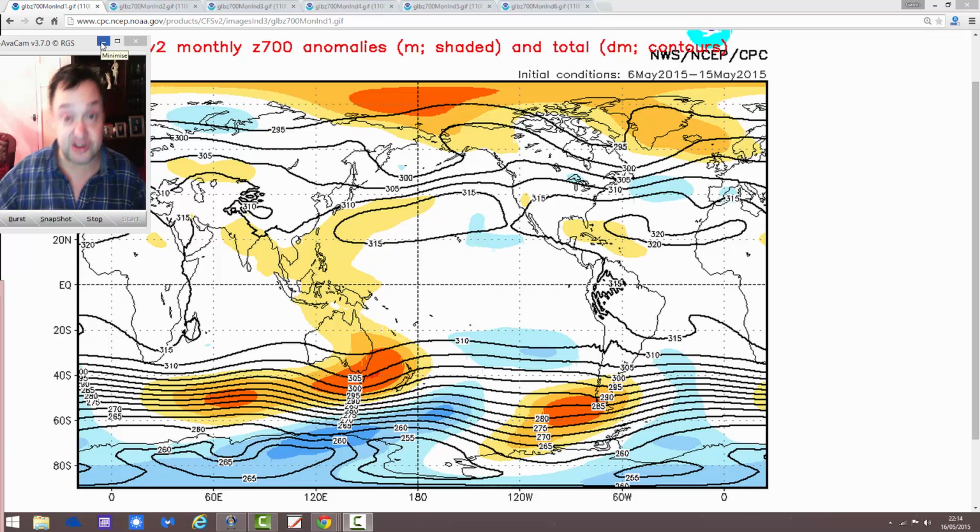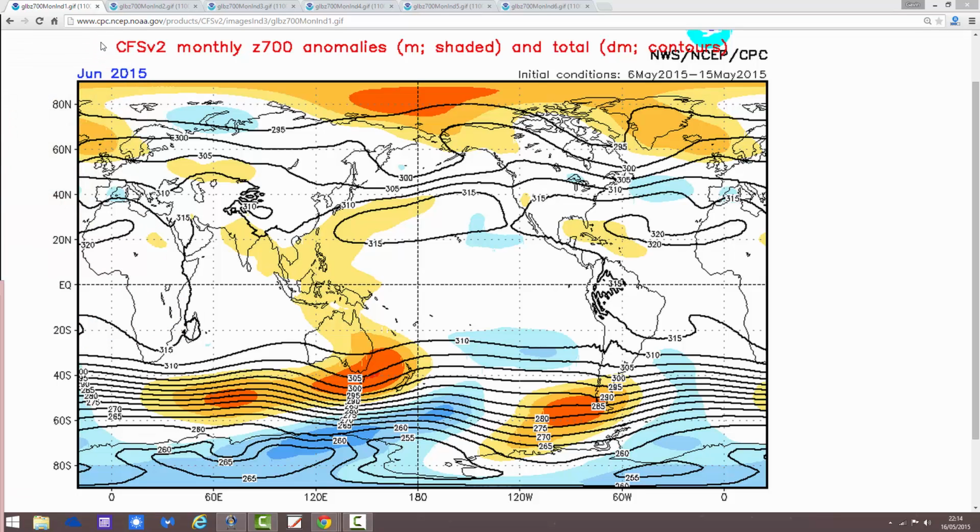The link to the CFS V2 model can be found on the links page. So we're going to start off with the 700 millibar height anomalies first of all for the coming 6 months, and then we'll have a look at the corresponding temperatures, and then the corresponding precipitation anomalies. Starting off with the 700 millibar height anomaly for June first of all.